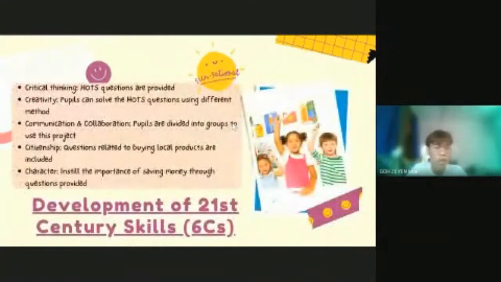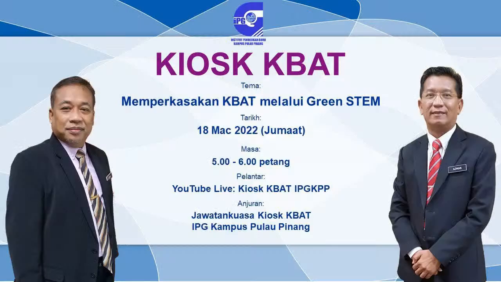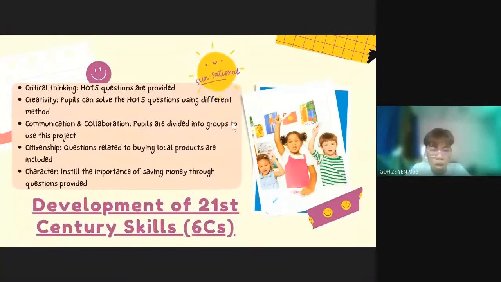For critical thinking, HOT questions are provided. Creativity: pupils can solve the HOT questions using different methods. Communication and collaboration: pupils are divided into groups to use this project. And citizenship: local products are included. Character: it instills the importance of saving money through the questions provided. So this is about the development of the 21st century 6C.